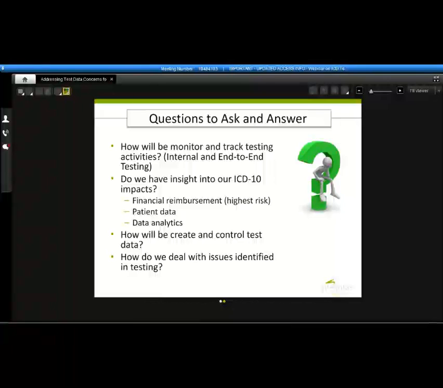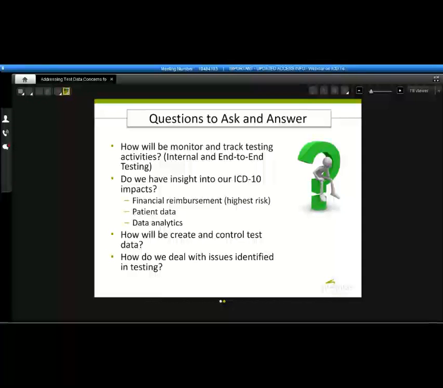And then the fourth question is another one that Dexter mentioned. How are we going to deal with the issues that we identify in testing? Consider this: you find something, you report it to the vendor, and the vendor comes back to you and says, well, that must be a data problem. Okay, how are you going to deal with that? Are you going to be able to isolate it to say yes, it is, or no, it's not actually a data problem? Can you show where your data came from and those kinds of things?